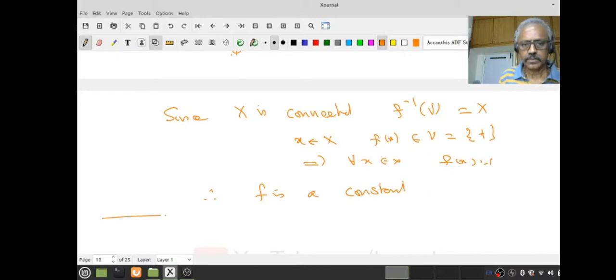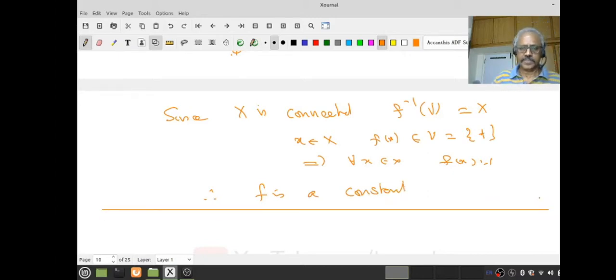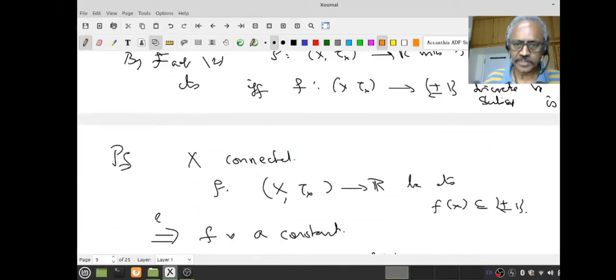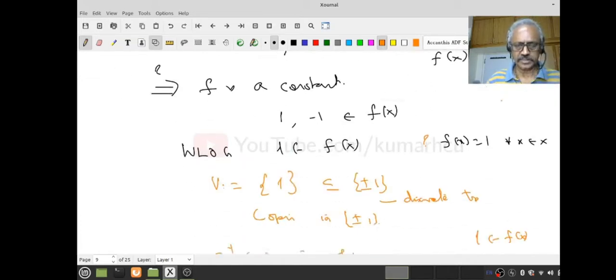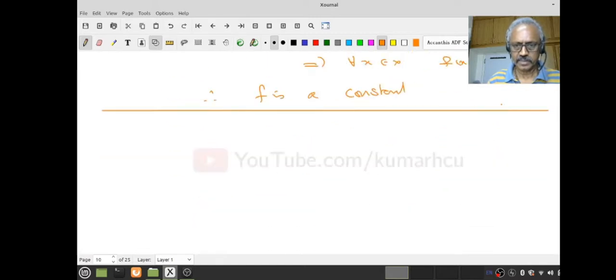Okay, so what have we shown? If X is connected, if f is a continuous function from (X, tau_X) to R, which takes values inside the set plus or minus 1, then f must be a constant, right? Now I want to prove the converse. Okay, so let us prove the converse.